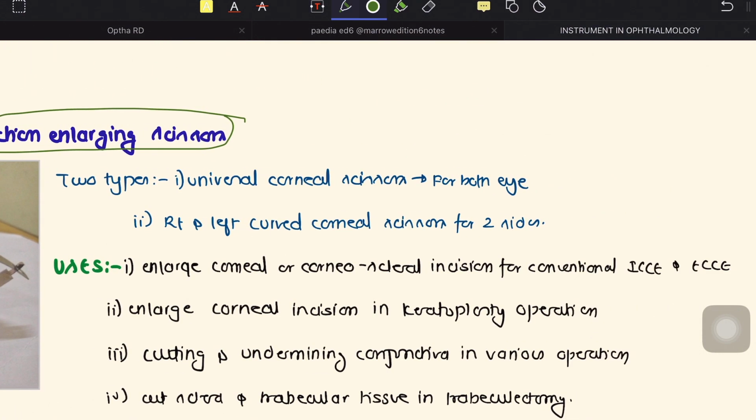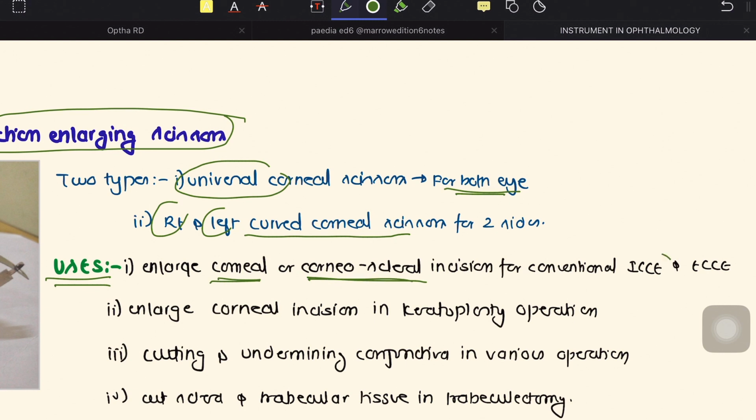It is of two types. One is universal corneal section enlarging scissor, which can be used for both eyes, or there can be right and left curved corneal scissor, which can be used on either sides. It is meant to be used depending on the site where it can be used. The uses are: it can be used to enlarge cornea or corneoscleral incision for conventional intracapsular cataract extraction as well as extracapsular cataract extraction.